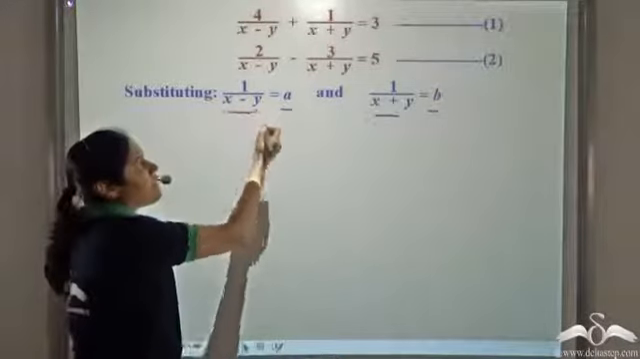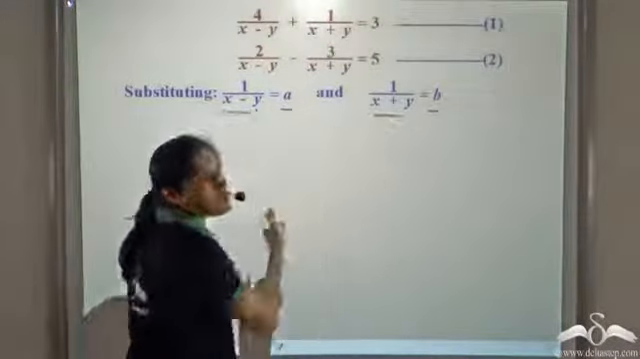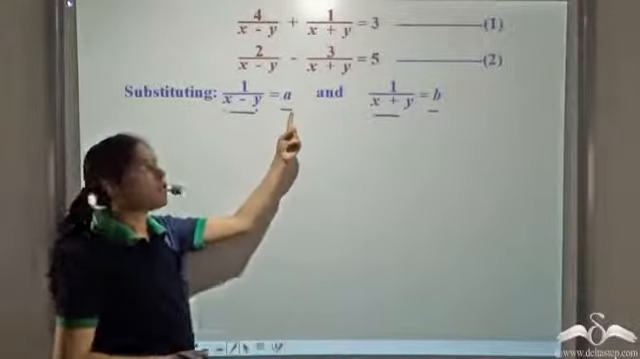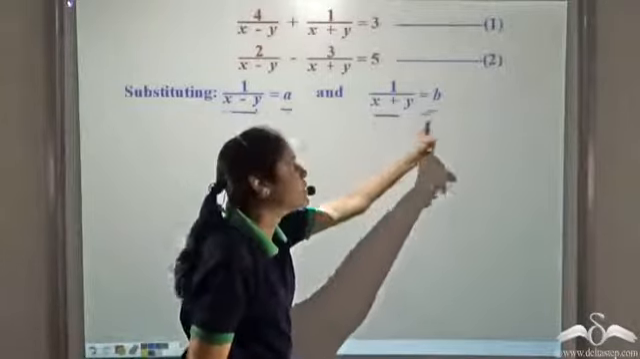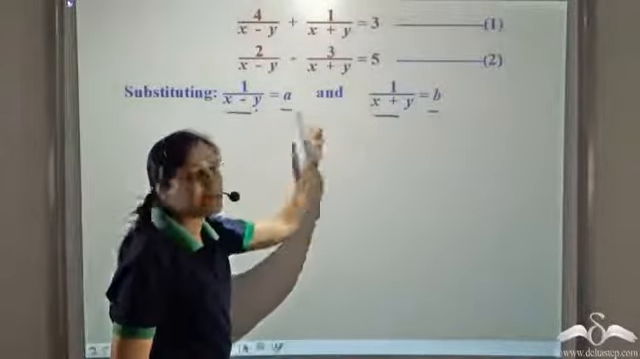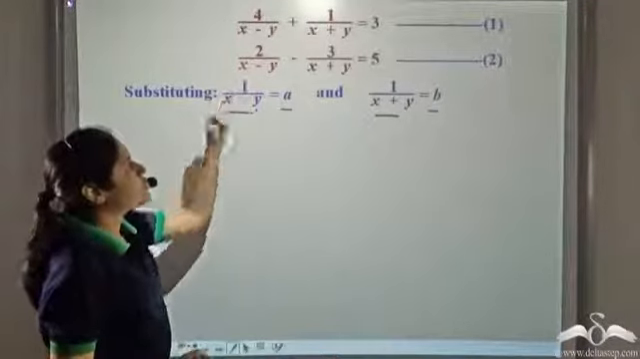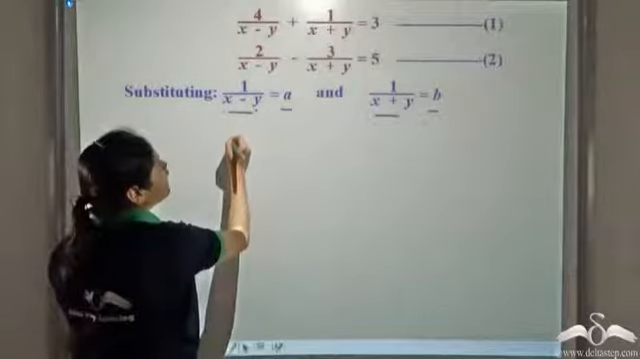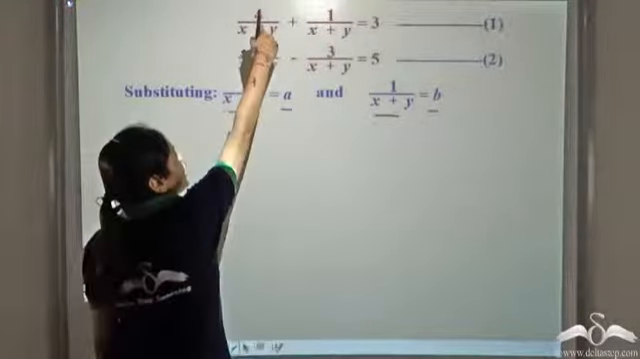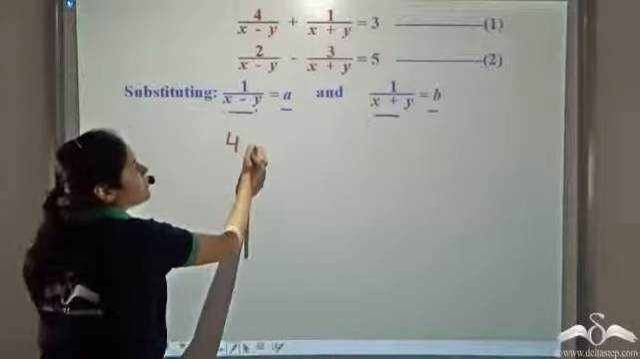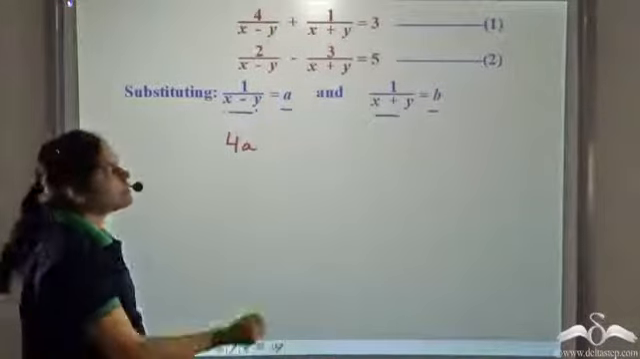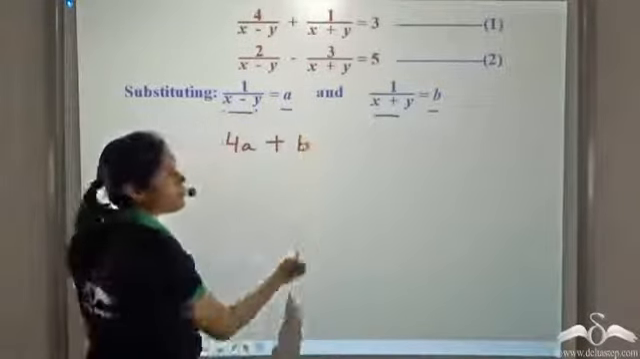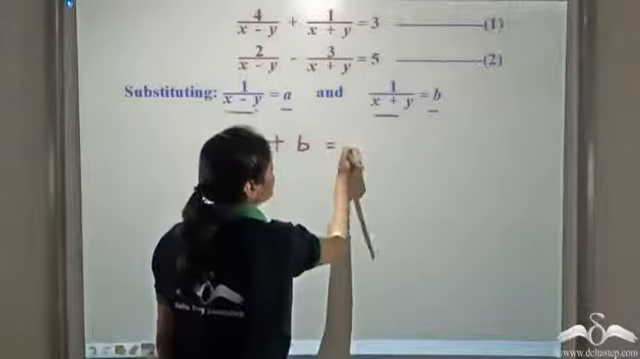Since x and y are variables, a and b are also variables, because as x and y vary, a will vary. Also, as x and y vary, b will vary. So a and b are variables. Now let us rewrite equations 1 and 2. Equation 1 becomes 4 into 1 by x minus y, which is a, so 4a, plus 1 by x plus y, which is b. So 4a plus b is equal to 3.